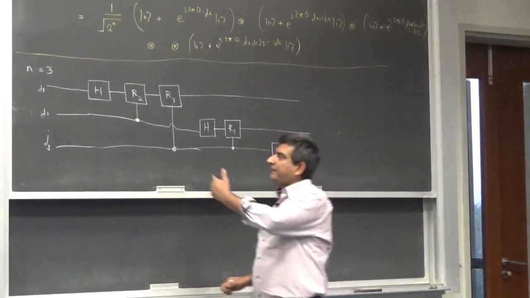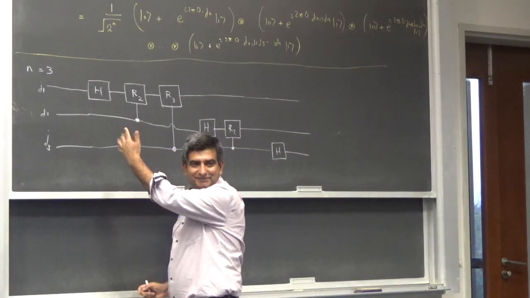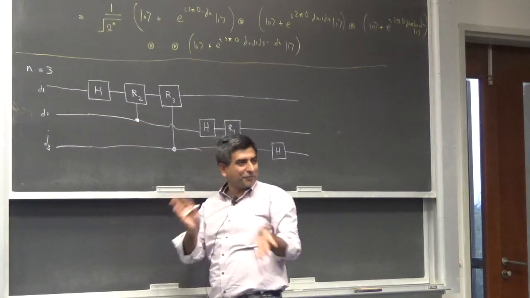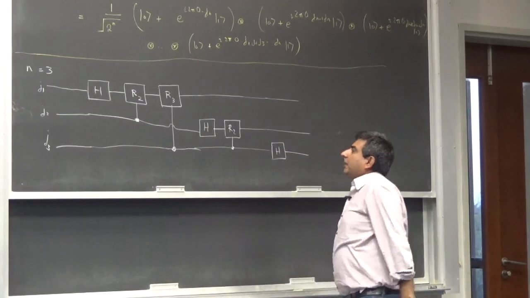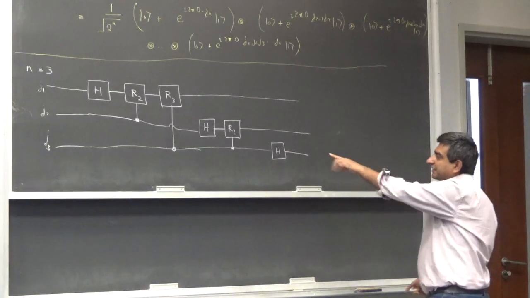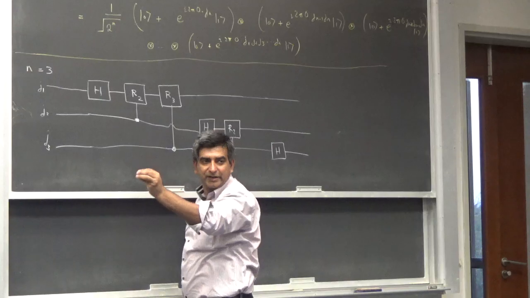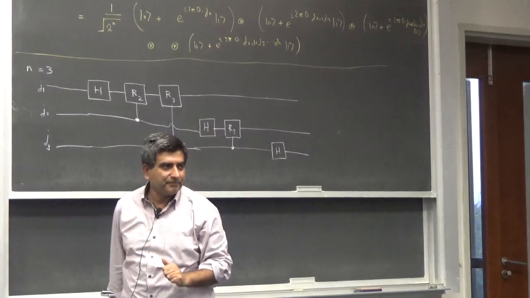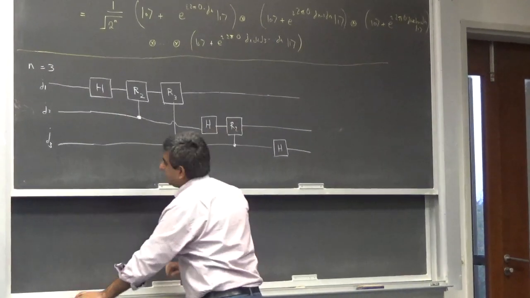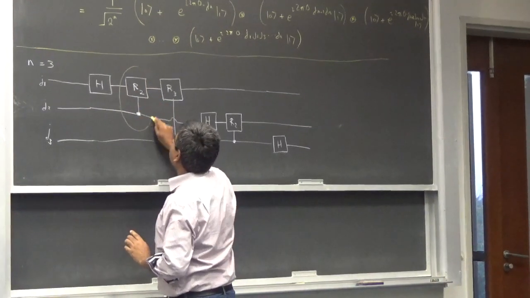Now let's see what's going to happen. First of all, everyone knows what the Hadamard gate does, so we don't need to go into that. And what this gate does, this is a controlled rotation. Instead of a controlled NOT gate, it's a controlled rotation. So first of all, I would like to ask you whether this is a 1 qubit gate or a 2 qubit gate.